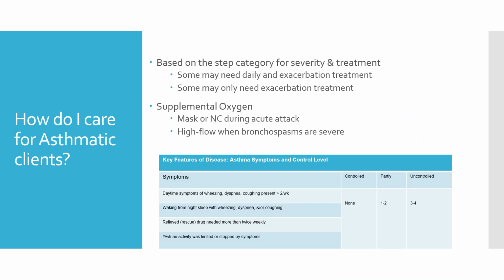All right, so how do we care for these asthmatic clients? This is going to be based off of the step category that we'll get to on the next slide, but it's based on the severity and it's going to determine our treatment. So first we need to understand what severity our asthmatic clients are in, so what level of control is what we're essentially asking. We do this based off of their symptoms. They are considered well controlled if they have none of the following symptoms, partly controlled if they have one or two, and they are considered not controlled if they have three or all four of these.